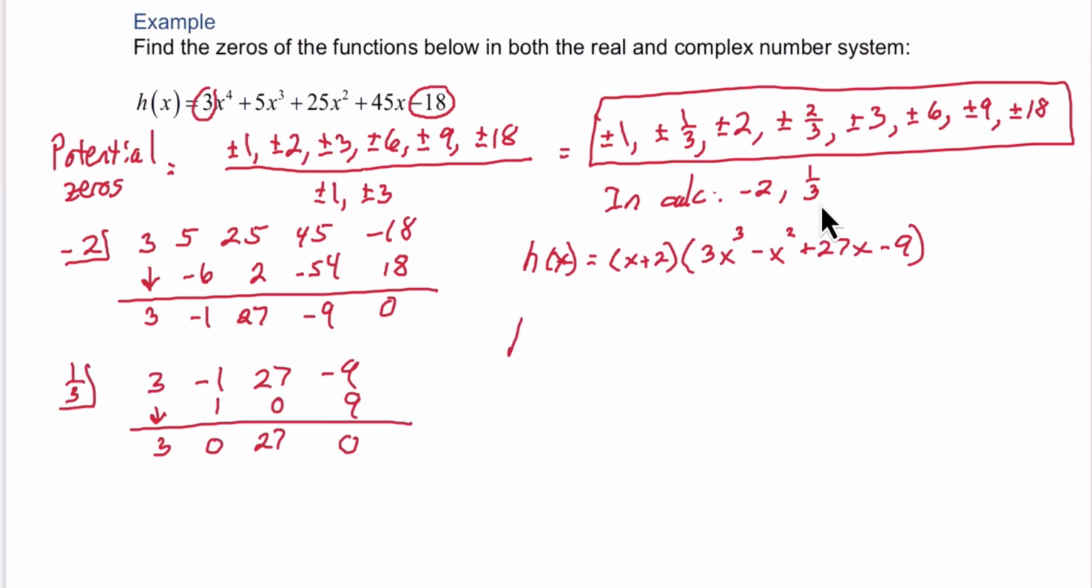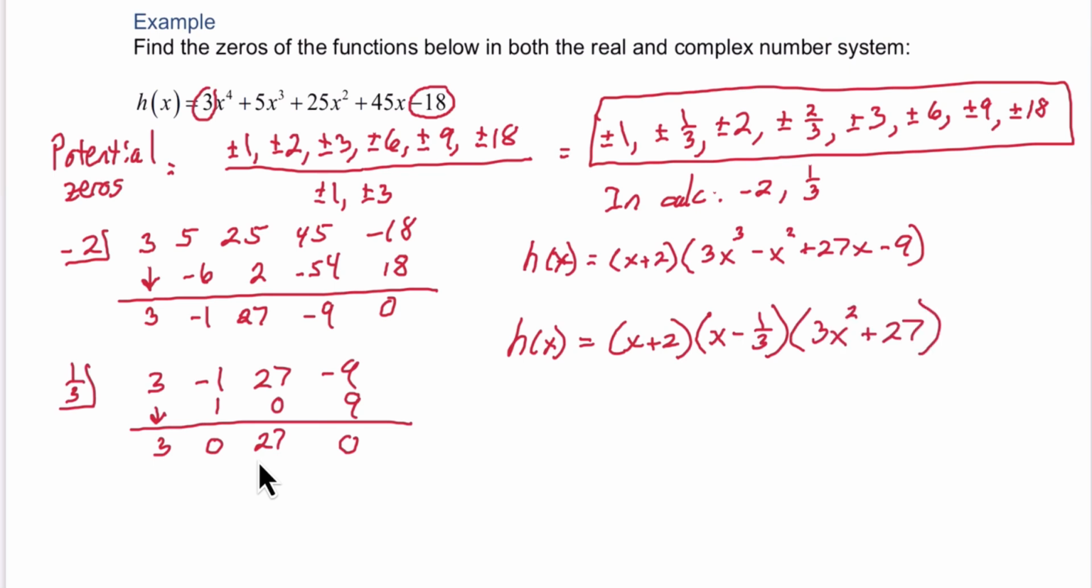So now we have h of x equals x plus 2 from earlier. This time we used 1/3 as our 0. That means what we actually divided by is x minus 1/3. And then the result are these coefficients down here. We have 3x squared plus 27. From here we can set this equal to 0 and find the zeros. Once we have a quadratic, we can use other techniques like the quadratic formula or factoring when it works.